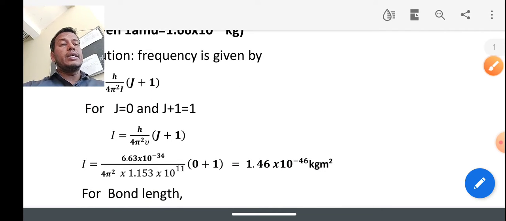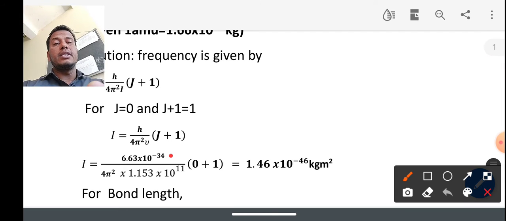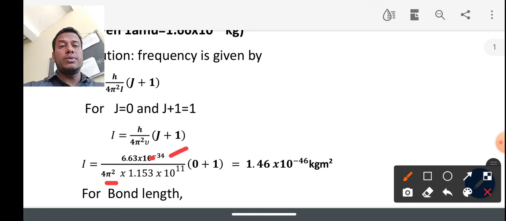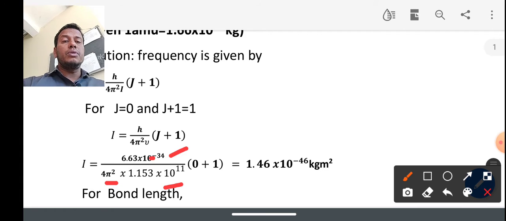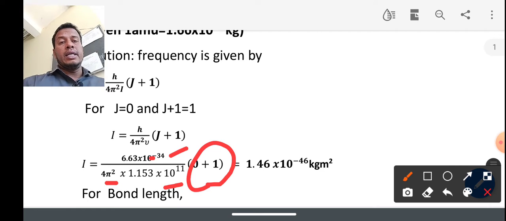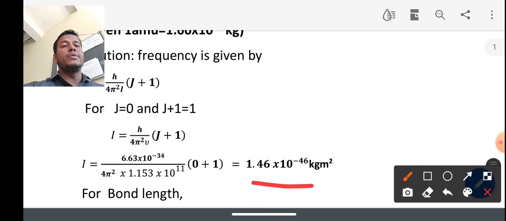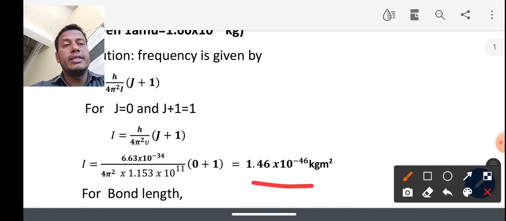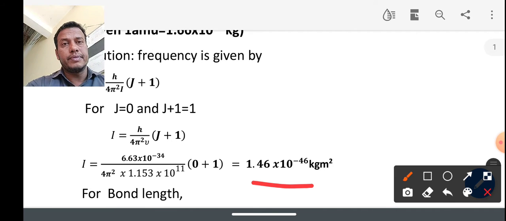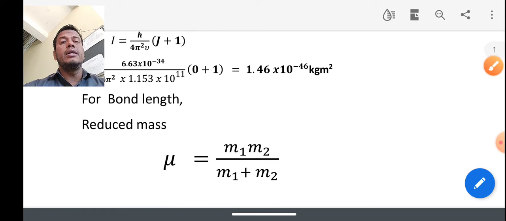So I equals h, which is 6.63 into 10 to the power of minus 34, divided by 4 pi square nu, and nu, the frequency, is given as 1.15 into 10 to the power of 11. For J equal to 0, J plus 1 equals 1. On putting in these values and simplifying, we get 1.46 into 10 to the power of minus 46 kg meter square. At first, we calculated the moment of inertia.